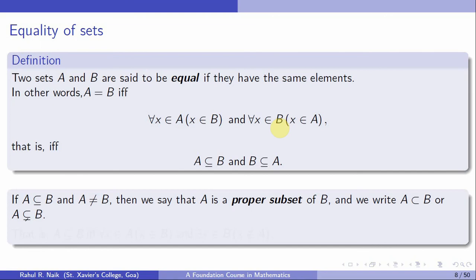But even if A and B are equal, we can say it satisfies the definition of A is a subset of B. Now proper subset is a term that we use when A lies strictly inside B. That means A is not equal to B in that case, but A is a subset of B. So mathematically, A is a proper subset of B.